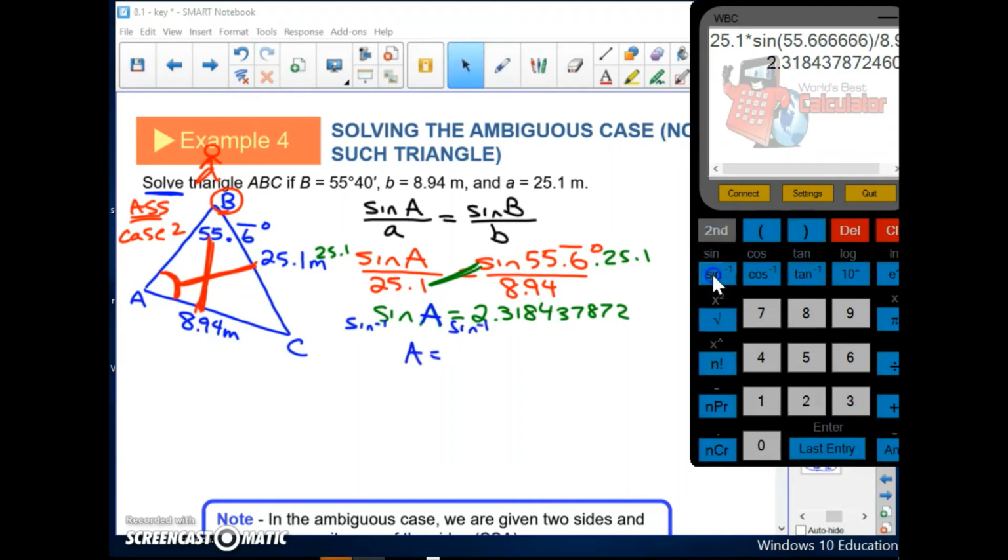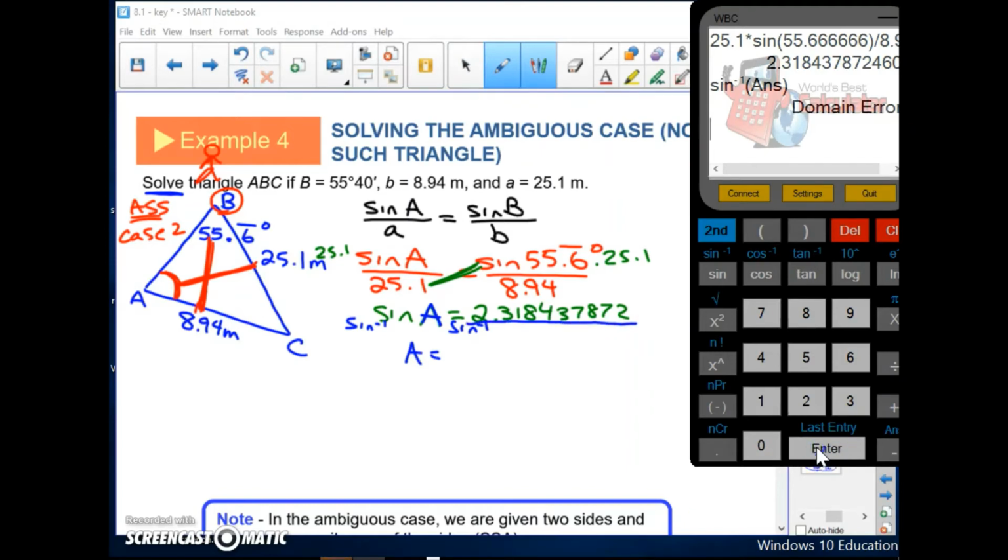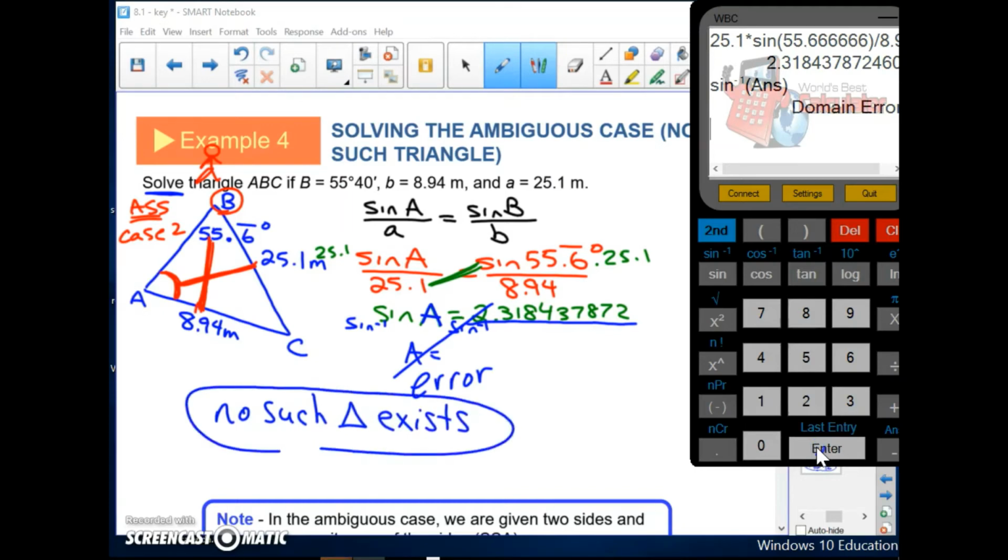And so we're doing an inverse sine of that number. I'm going to hit the answer button on my calculator so I don't have to round off or type in all those things. We see we get a domain error. Of course we get a domain error. This number right here has to be in between negative 1 and 1. We get an error, which would indicate that no such triangle exists. No such triangle exists. If you get that same kind of error, it's telling you that there is no triangle.